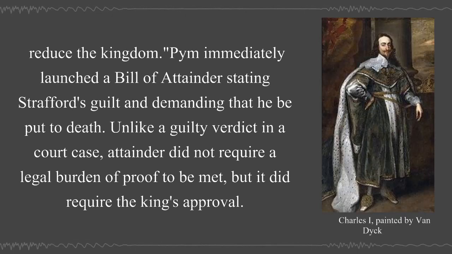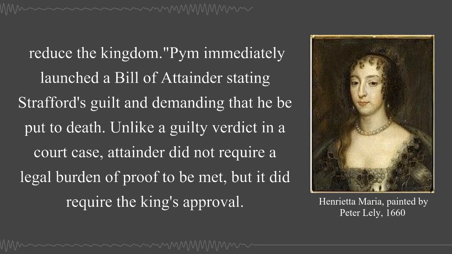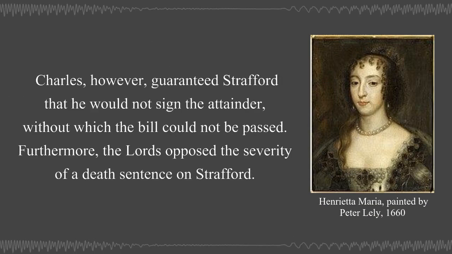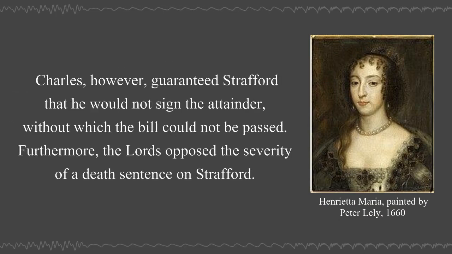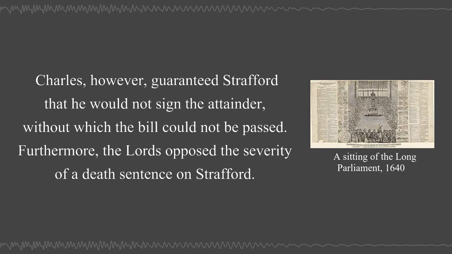Pym immediately launched a bill of attainder stating Strafford's guilt and demanding that he be put to death. Unlike a guilty verdict in a court case, attainder did not require a legal burden of proof to be met, but it did require the king's approval. Charles, however, guaranteed Strafford that he would not sign the attainder, without which the bill could not be passed. Furthermore, the Lords opposed the severity of a death sentence on Strafford.